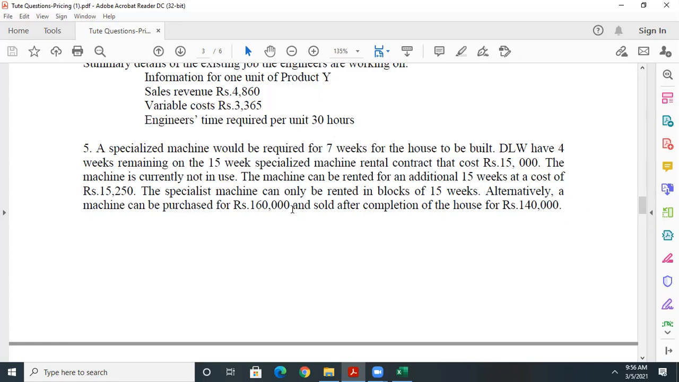And sold after the completion of the house for 140,000.